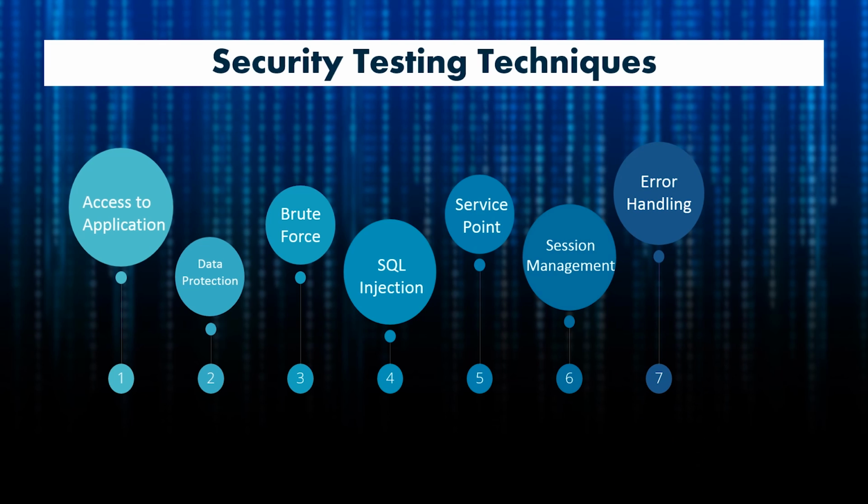Then we have error handling. So the error codes are returned with a detailed message. These messages should not contain any critical information that can be used for hacking purposes. Finally, we have the specific risky functionalities. Now, mainly the two risky functionalities are payments and file uploads. These functionalities should be tested very well. So these were the different types of software testing that are involved in our everyday life.